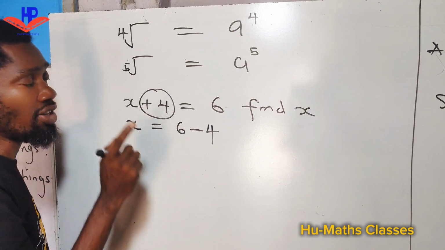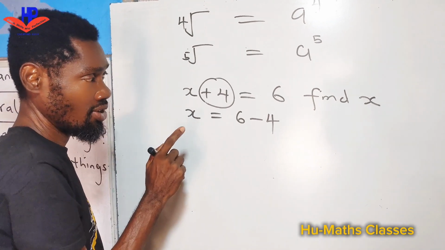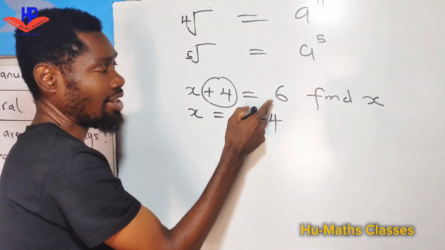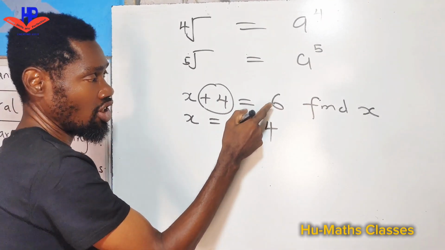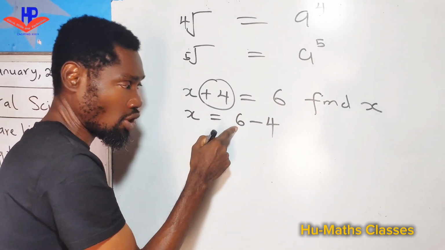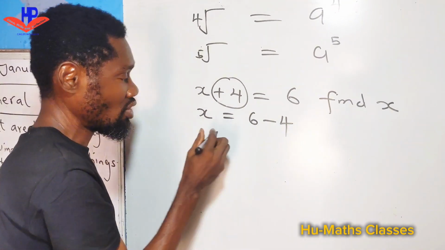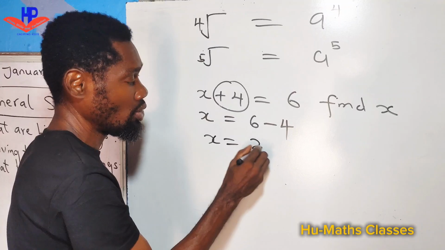Please do not disrespect numbers. Whatever number we have at the other side of the equation, that number should not be displaced. The number we have here is 6. Let the 6 come before the plus 4 is leaving to meet the 6 at that part. So our answer will be x is equal to 2.